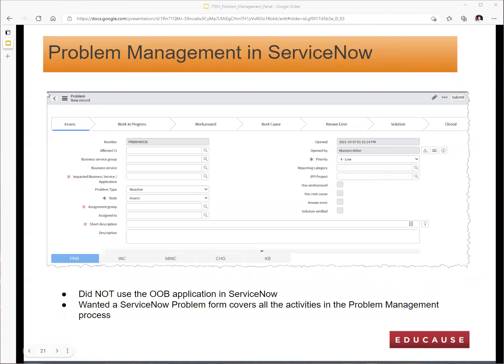Thank you. So we do our problem management process in ServiceNow. We did not use the out-of-the-box application in ServiceNow because in 2018, as Katie had mentioned before, there was a lot of functionality that we wanted in the problem process that just did not appear on the out-of-the-box forms. We wanted a ServiceNow problem form that covered all of the activities in the problem management process and not just a ticket. We didn't want a ticketing system. I wanted a form that would guide people through the process and make the process work.